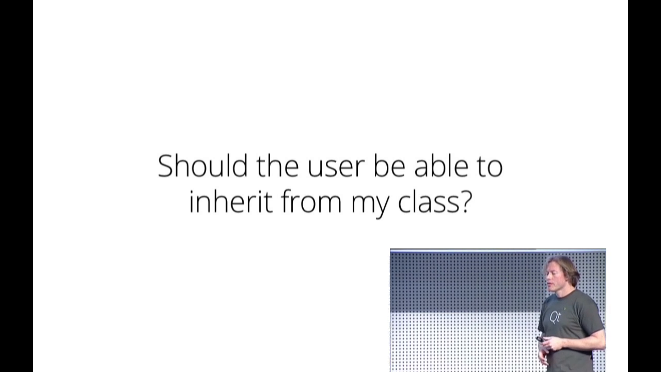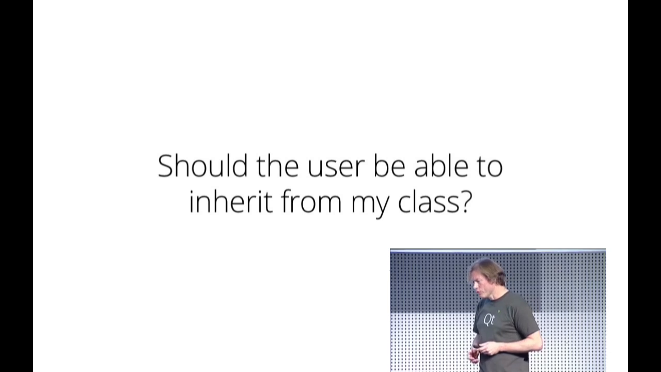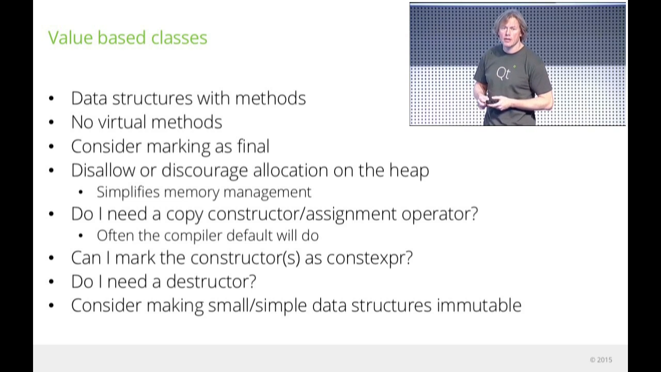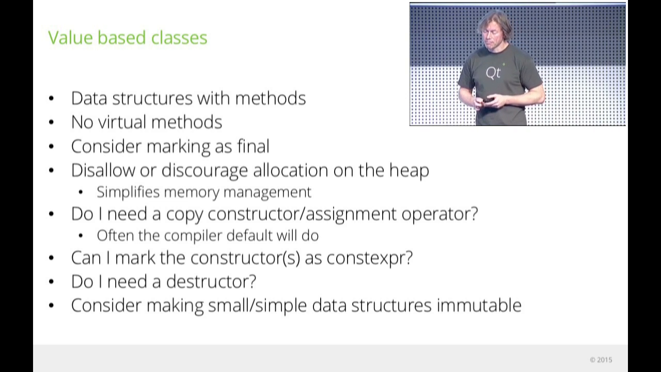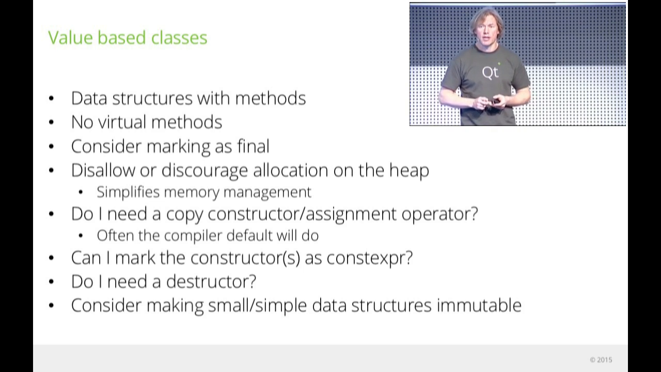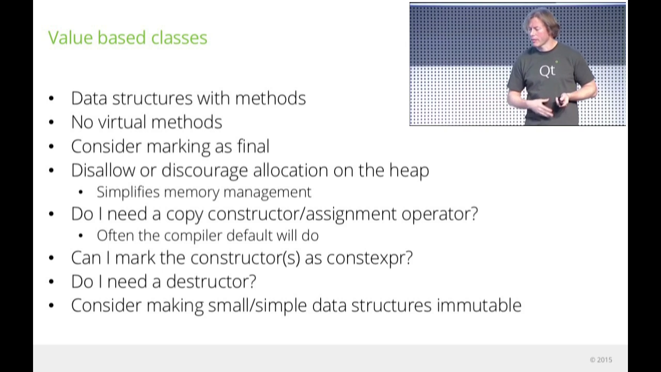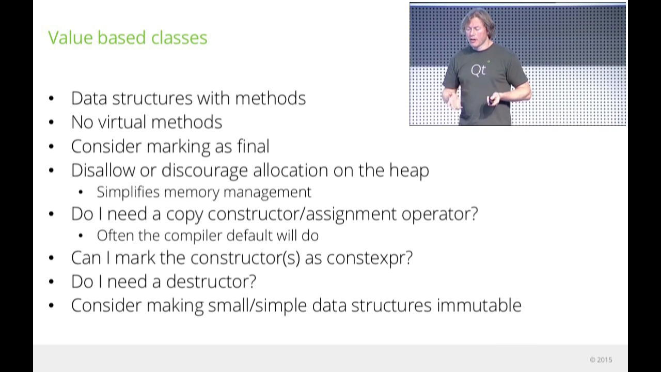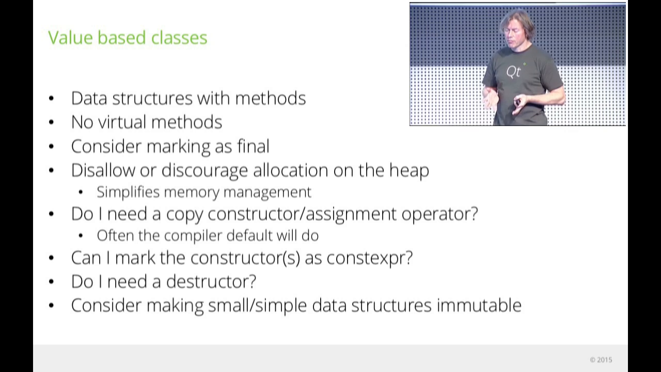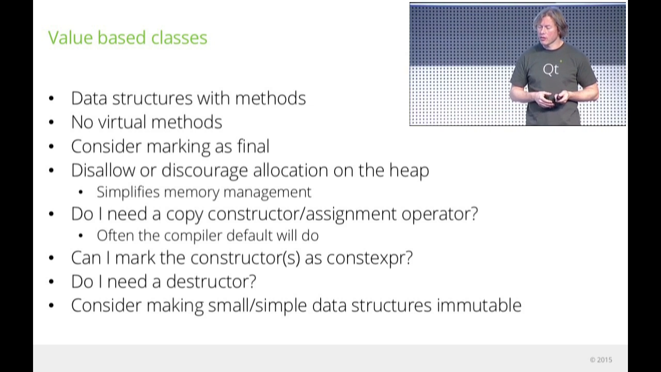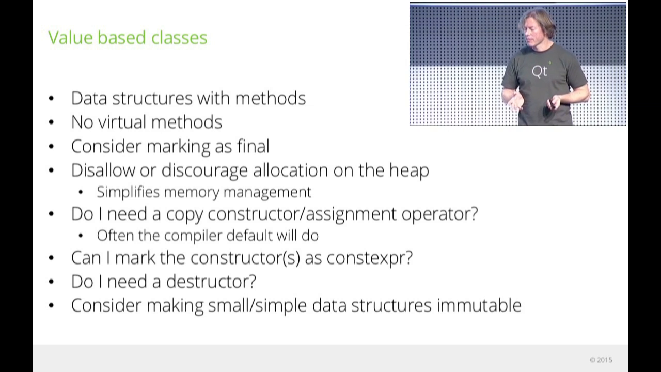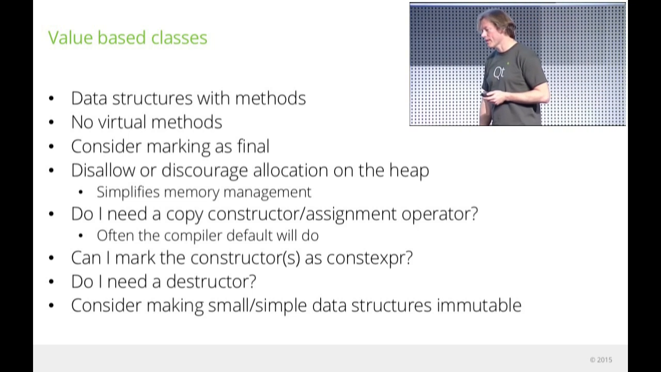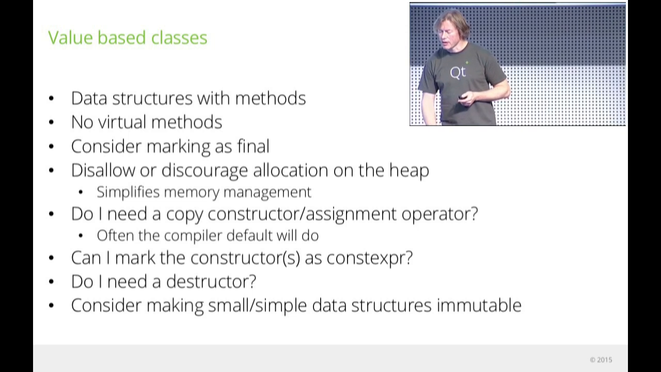The ones where you don't want your user to inherit from are usually, in Qt we call them mostly value-based classes. I mean, most of the STL classes fall under that. Think simple tools classes like in Qt that we have QString, QMap, hashes. They all fall under this paradigm of value-based class. It's usually data structures with methods on it. They have no virtual methods, and nowadays I would say consider marking them as final so people don't inherit from them, because that can lead to subtle problems when people then cast them down to the base class.